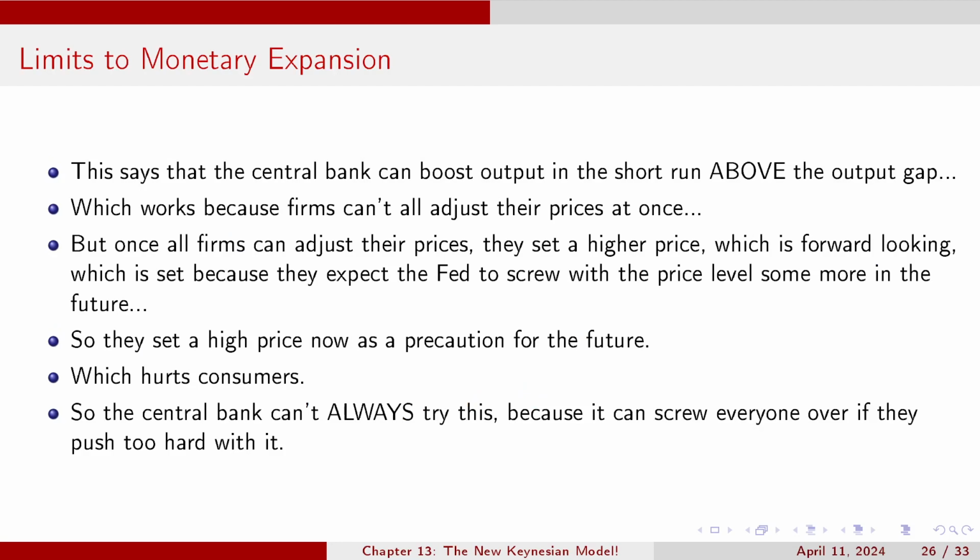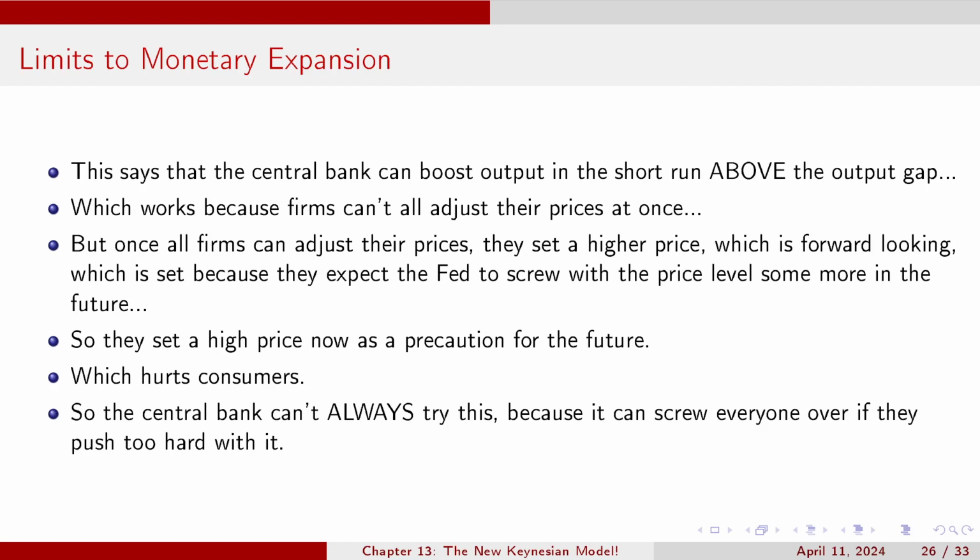So the central bank can boost output above the output gap, or give us a positive output gap, in the short run, because all firms can't adjust their prices all at once. But once all the firms can adjust their prices, they set a higher price and they're forward looking. So it's set because they expect the Fed to screw with them again. And they set a high price now as a precaution for the future, which does eventually hurt consumers. So the central bank can't always try this because it screws everyone over if they push too hard with it. That's what culminated in the high inflation in the 1970s.